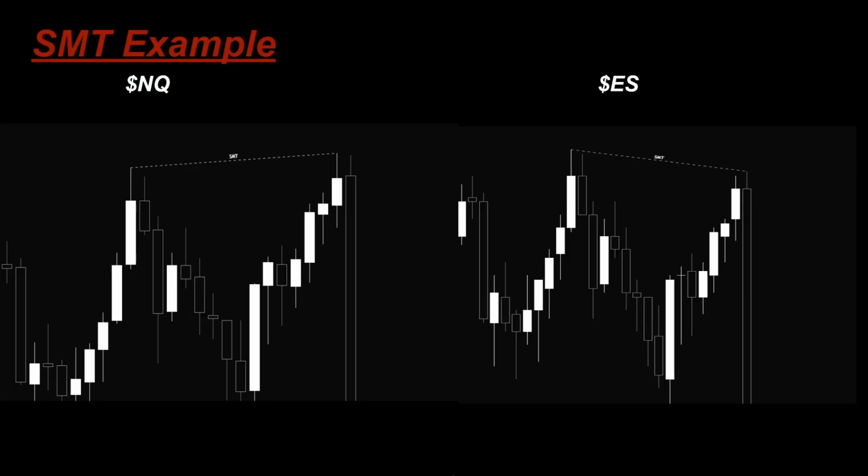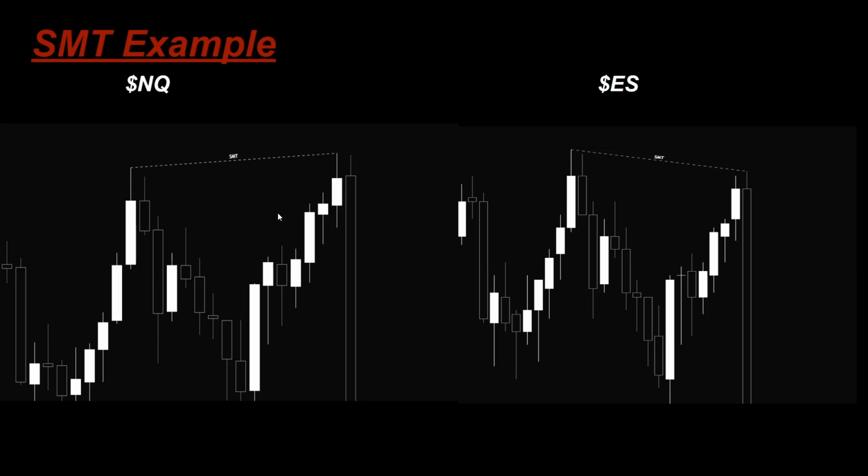So here is an SMT example. On the left is NASDAQ, and on the right is ES, or the S&P 500. Remember, these are both correlating assets, so they move similarly. As you can see on the left, NASDAQ came up, made a high, we came back down, then retraced higher, and we took this high to the left of us. But at the same time, the S&P 500, or ES, did not. Meaning NQ took it first and ES didn't, which created that SMT divergence.